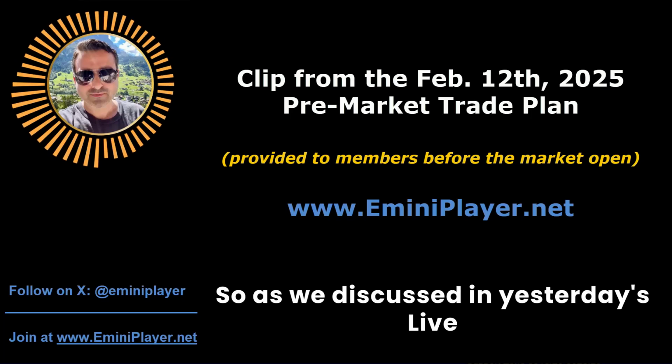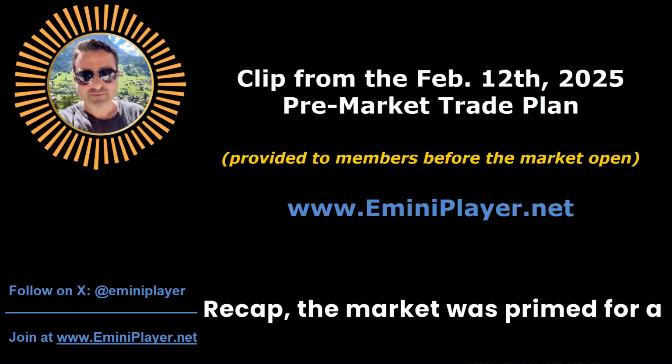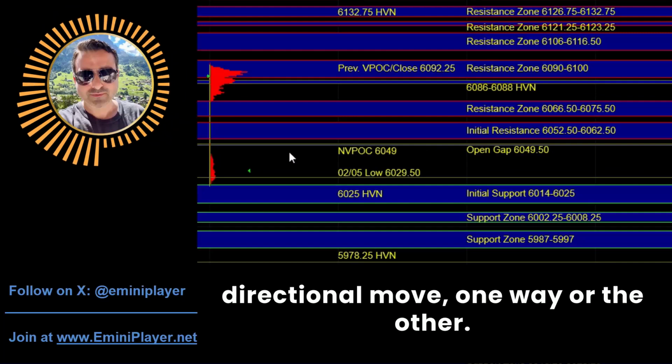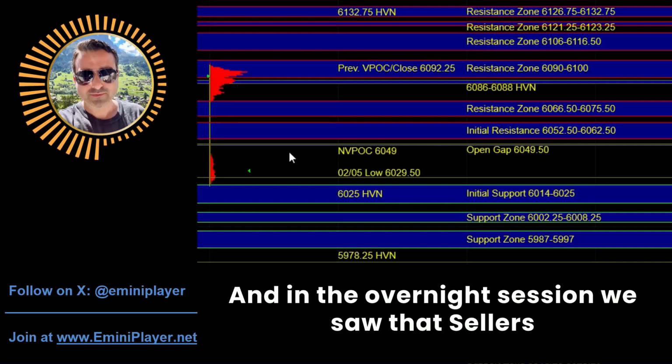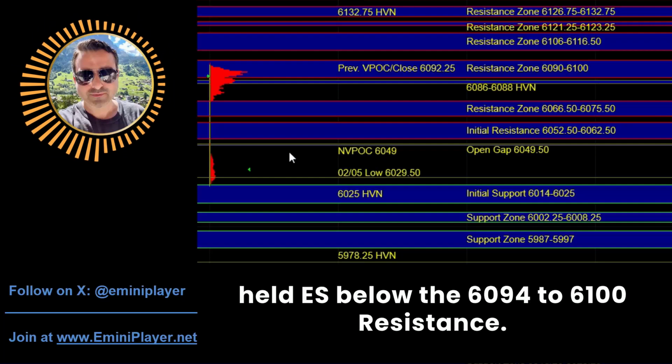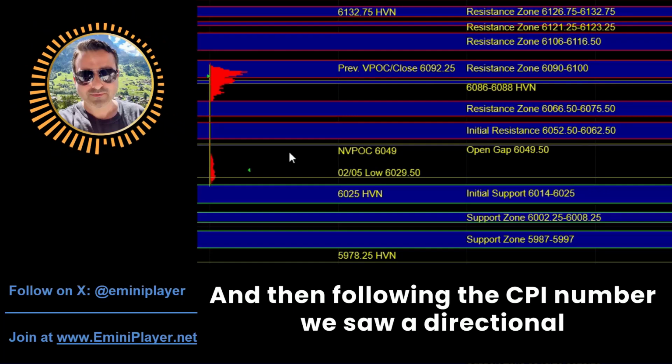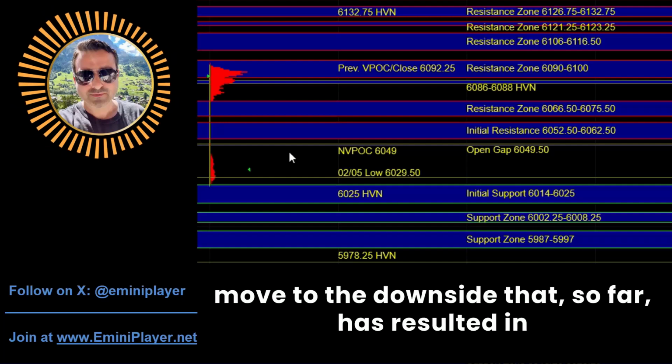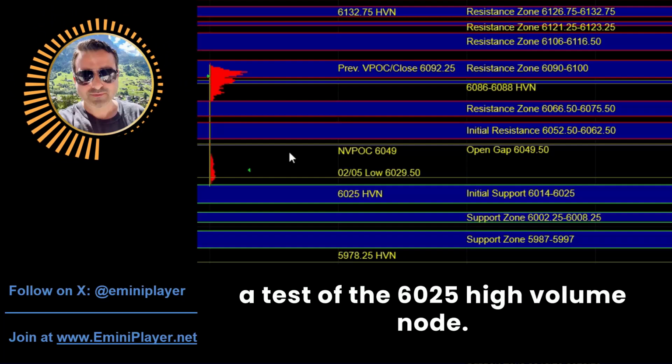So as we discussed in yesterday's live recap, the market was primed for a directional move one way or the other, and in the overnight session, we saw that sellers held ES below the 6,094 to 6,100 resistance, and then following the CPI number, we saw a directional move to the downside that so far has resulted in a test of the 6,025 high volume node.